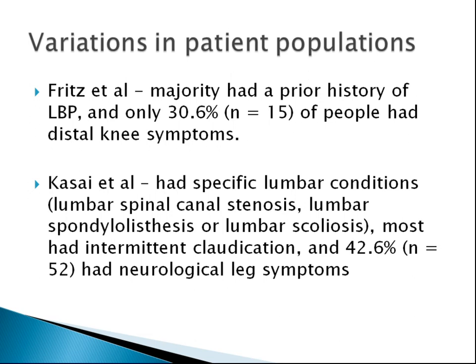Now to the variations in patient populations. Fritz et al. had a majority who had a prior history of low back pain, and only 30.6% of them had complained about distal knee symptoms. In the Kasai et al. study, patients had specific lumbar conditions. Most had intermittent claudication, and 42.6% had neurological leg symptoms.